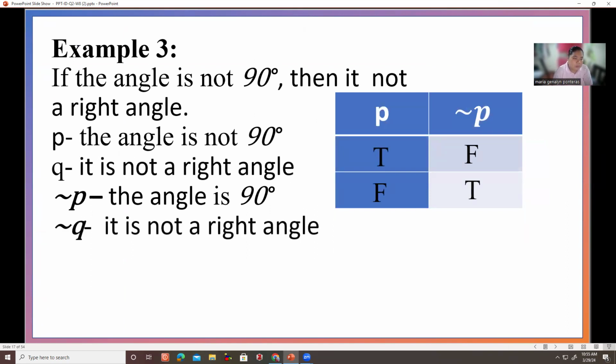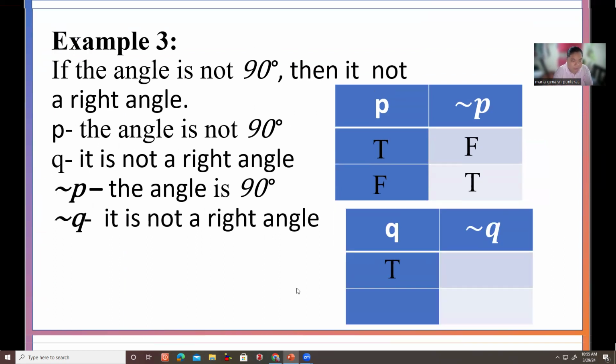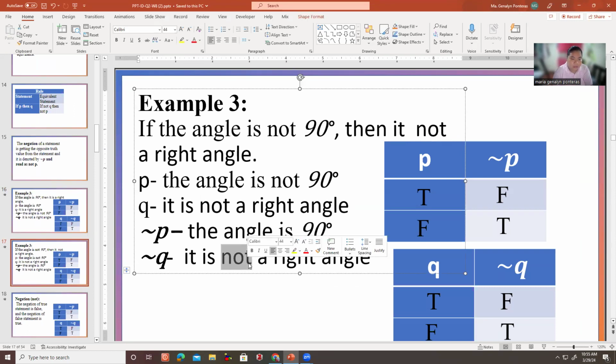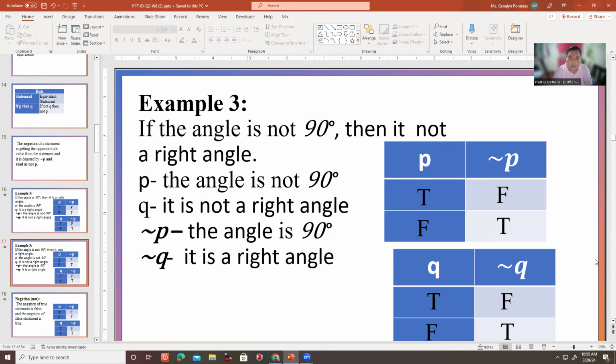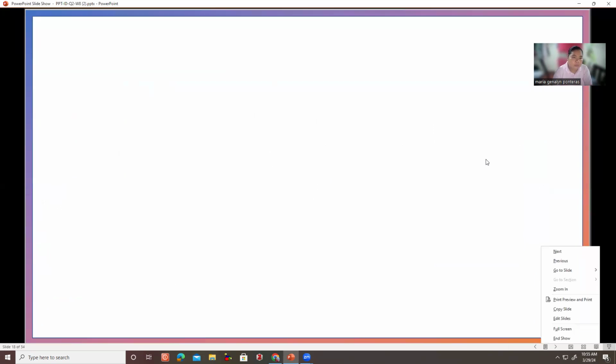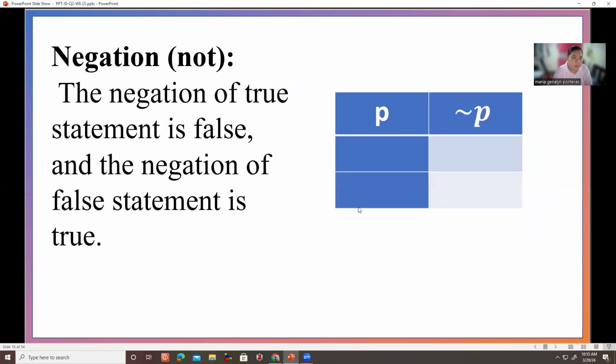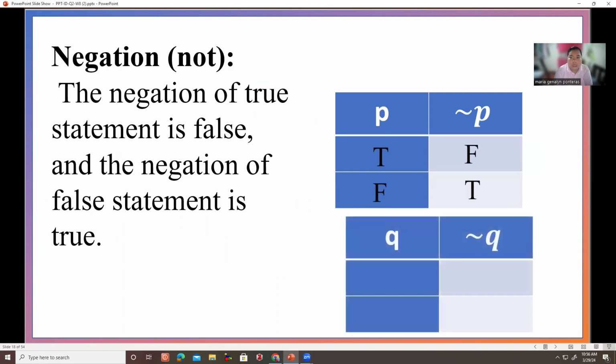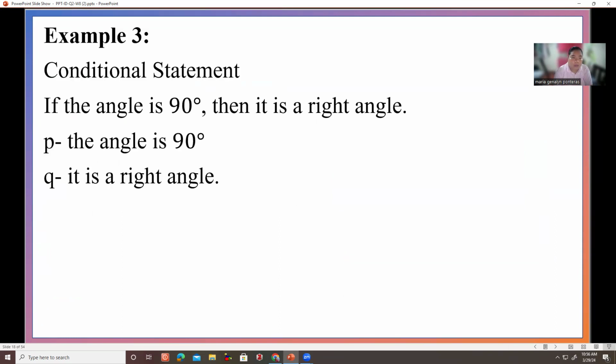So not Q, Q is not a right angle. For Q, it is a right angle. If Q is true, not Q is false. If Q is false, not Q is true. So for negation, the negation of a true statement is false, and the negation of a false statement is true. You just get the opposite of the truth value.